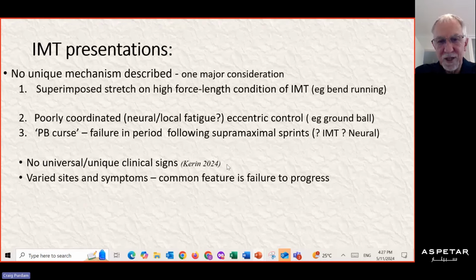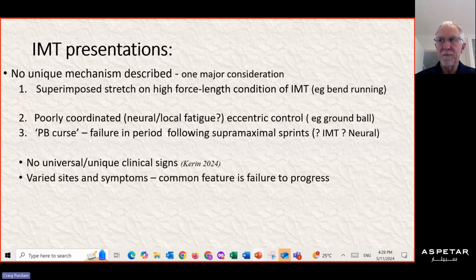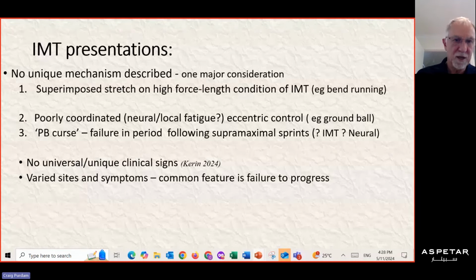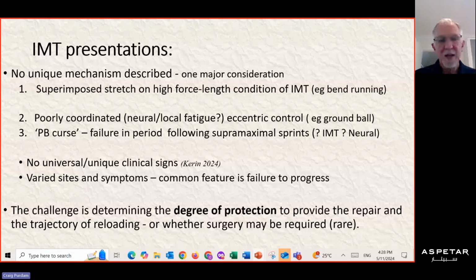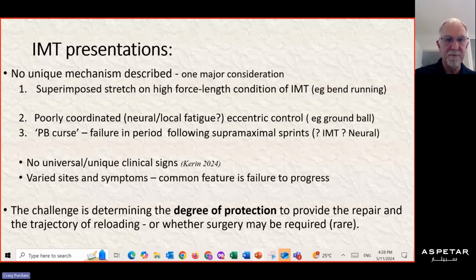Fergal, in his series, in his review, really found that there were no universal or unique clinical signs that could discern an intramuscular tendon injury. And I think it comes very much more down to site, severity, and the failure to progress. I think those are the main things. And our challenge then is how much protection really to provide in the early stages, our trajectory of reloading, and how it might change our actual management.